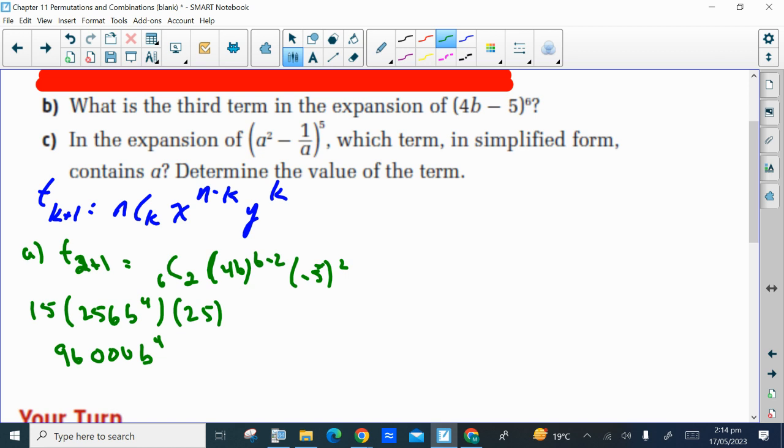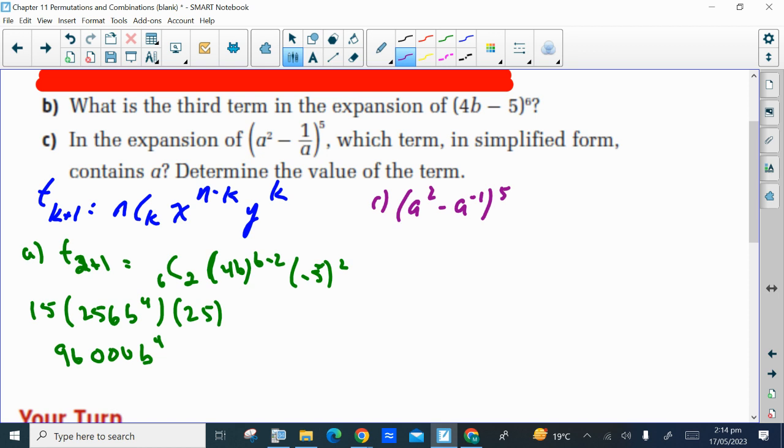Now, part C is going to require a bit more work. In the expansion of a squared minus 1 over a, all to the power 5, so that would be the same as a squared minus a to the negative 1, to the power 5, which term in simplified form contains a, which means a to the 1? We're looking for the term that will end up being the first degree term.